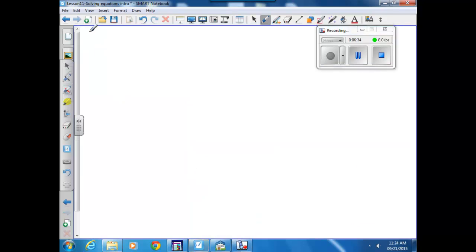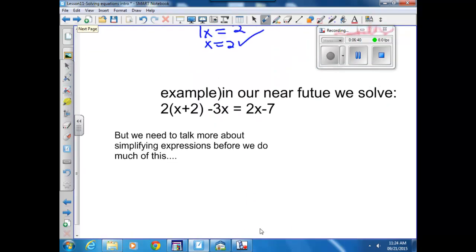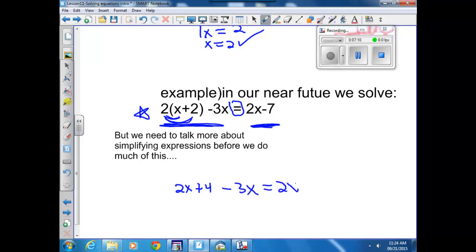Let's see what else we have cooking for today. Oh, here we go. Example in our near future. Now, I told you things are going to get more complicated. So in the next podcast, we're going to review algebraic expressions and distributive property and all this, but I'll give you a little window into our future. If I wanted to solve this, I always put my eye on the equal sign, clean up the left side of the scale, the balance, clean up the right side of the balance, and then try to isolate x. So if you're rusty on the distributive property, that'll take us to 2x plus 4 minus 3x equals 2x minus 7. I'm just giving you a window into our future.